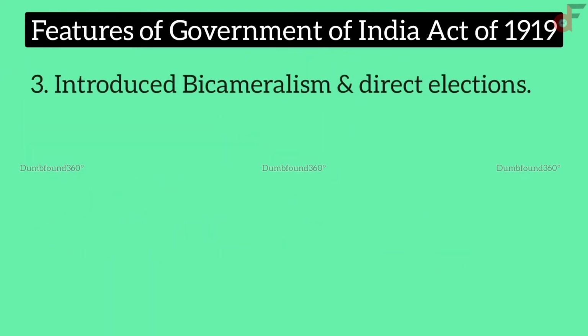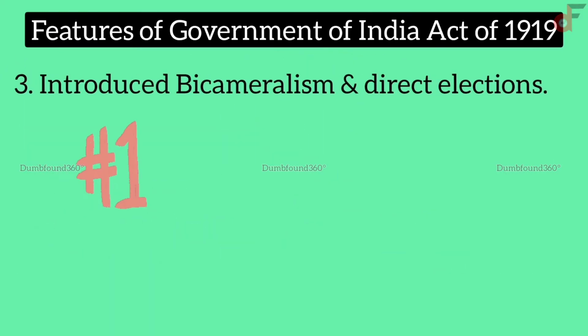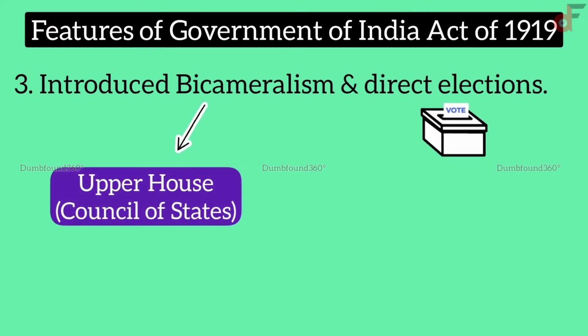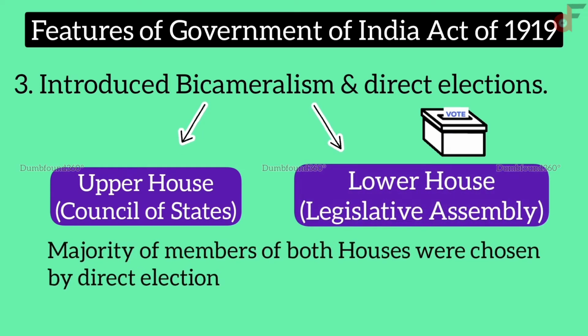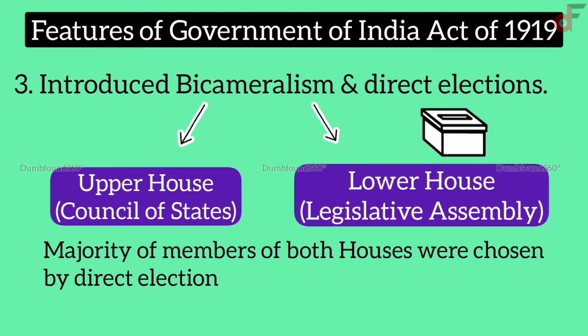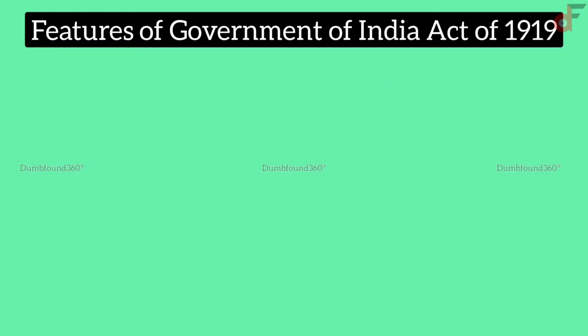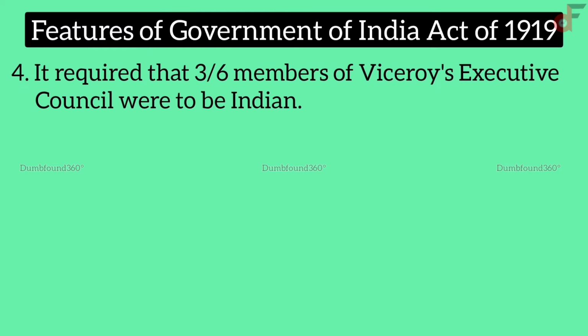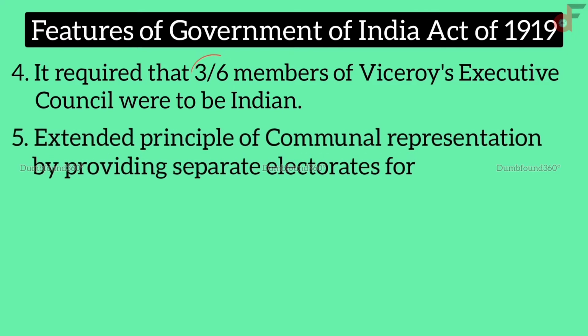3. It introduced for the first time bicameralism and direct elections in the country. Thus, the Indian Legislative Council was replaced by a bicameral legislature consisting of an upper house and a lower house. The majority of members of both the houses were chosen by direct election. 4. It required that 3 of the 6 members of the Viceroy's Executive Council were to be Indian.